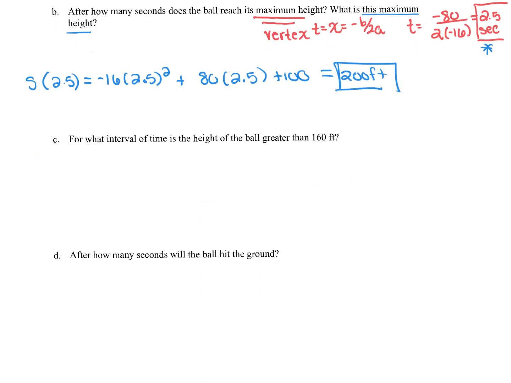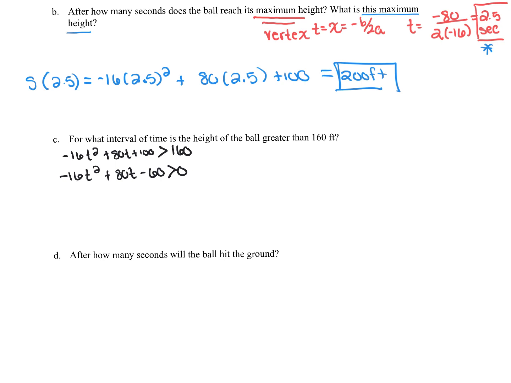The next question says, for what interval of time is the height of the ball greater than 160 feet? So let's take our model, negative 16t squared plus 80t plus 100. And I want the height to be greater than 160. So I'm going to subtract the 160 over and get negative 16t squared plus 80t, subtract it over, you get negative 60, greater than 0 now because I moved it over.